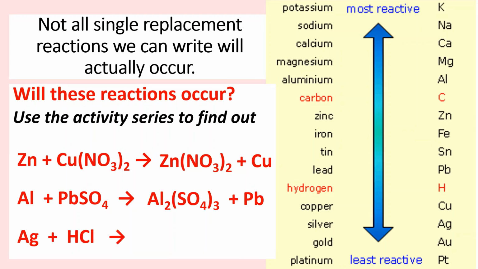What about in this reaction? Can silver replace the hydrogen? So silver is down towards the bottom, and hydrogen is higher than it on the activity series. So that means that hydrogen is more reactive. Silver is not going to be able to kick the hydrogen out, and we would have no reaction taking place here.